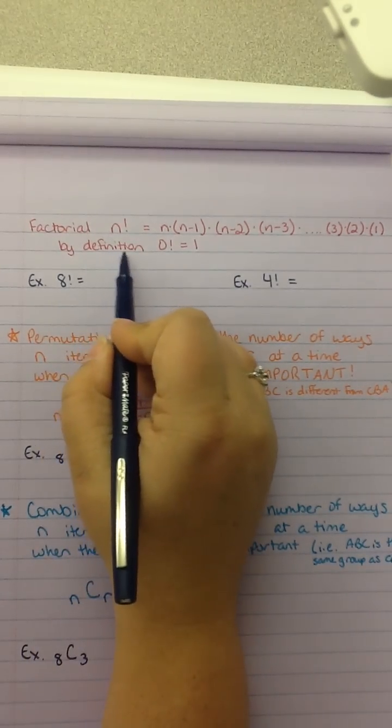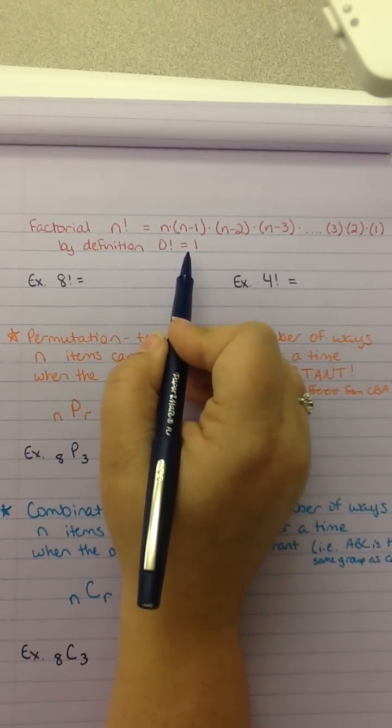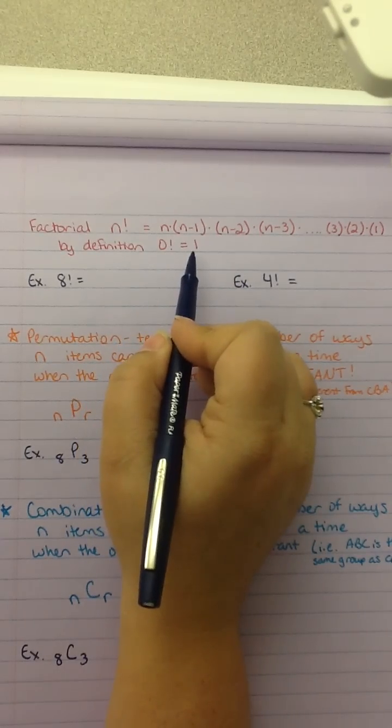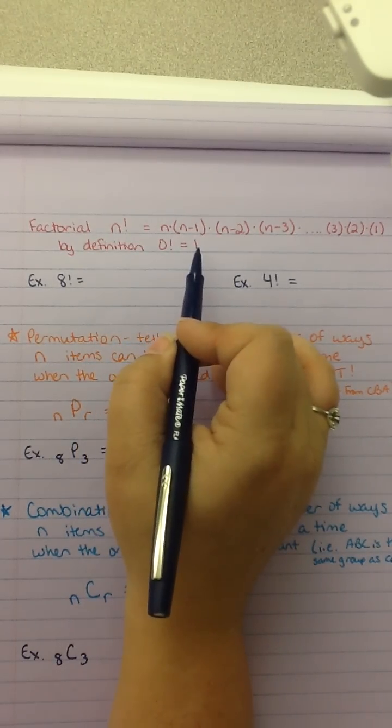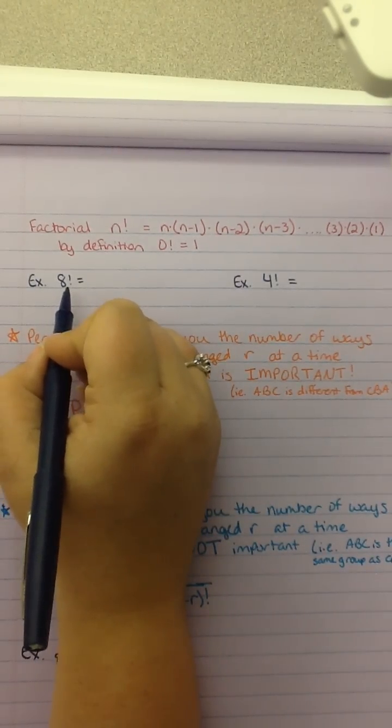Something you do need to just memorize, though, is that by definition, 0 factorial is 1, which is just weird. It seems like it should be 0, but it's not. It's 1. So make sure you put that in your memory bank. So let's try one of these examples.